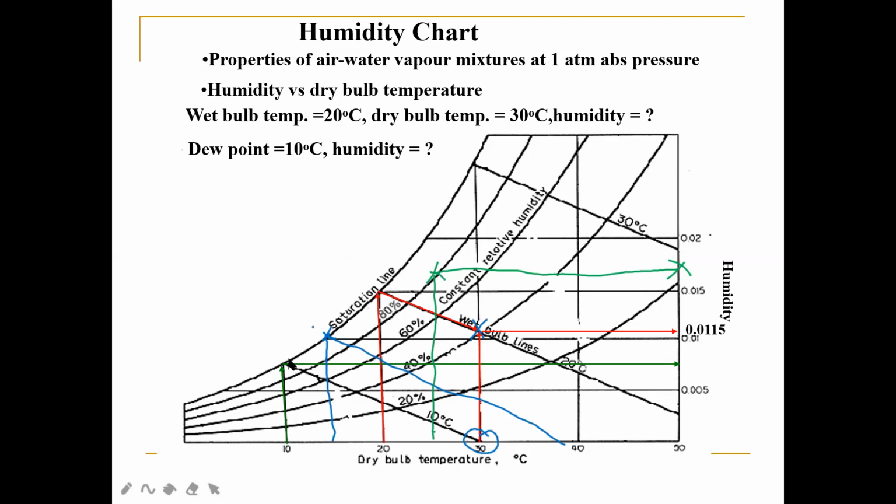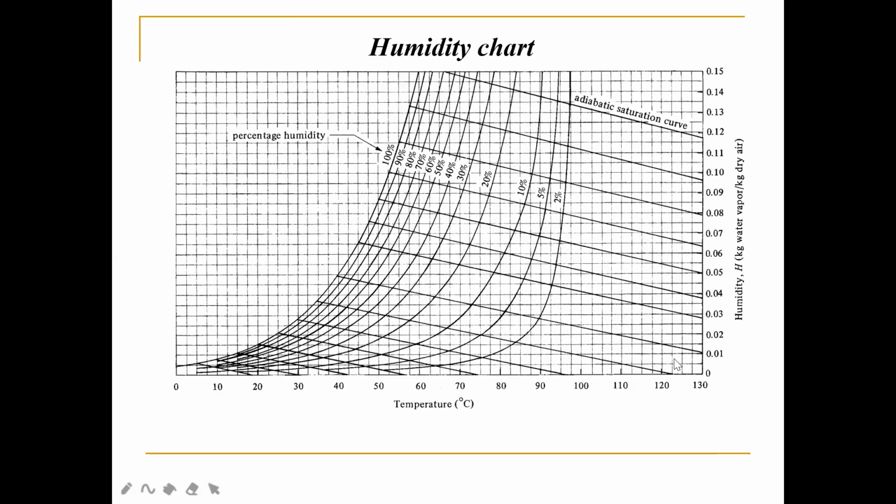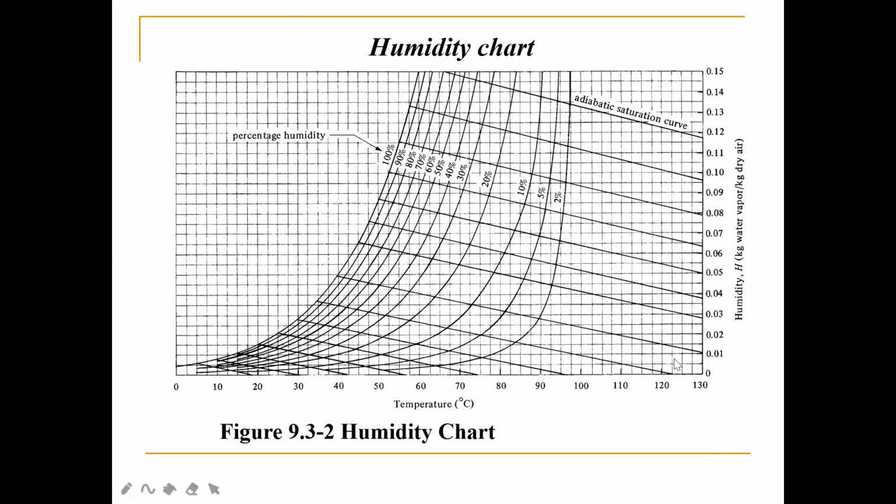So this is the point where those lines cross each other, and you can straight away read the humidity over here. In this case it's 0.085. All right, so that's how you read a humidity chart. In your Coulson and Richardson book, you can find the humidity chart in figure 9.32. You will be using this humidity chart a lot in your exam and test, so you have to be really good at reading the chart.